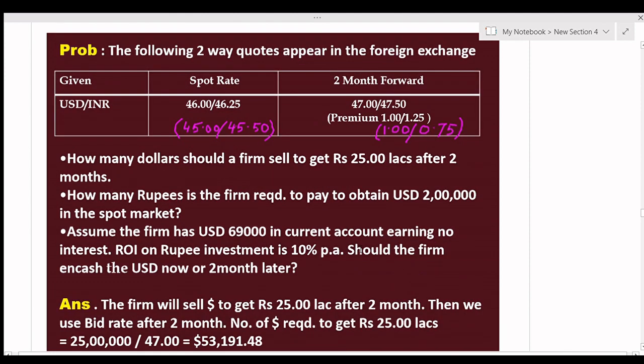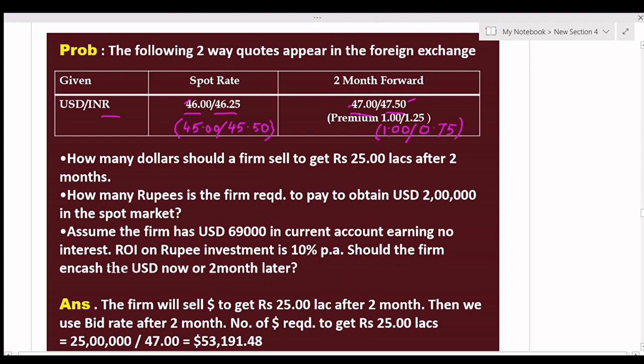Problem. The following two quotes appear in the foreign exchange. Spot rate USD INR 46 and 46.25. 2 month forward 47 and 47.50. That is, the premium is rupees 1 and 1.25. You add 1 to 46, you will get 47. And you add 1.25 to 46.25, you will get 47.50.